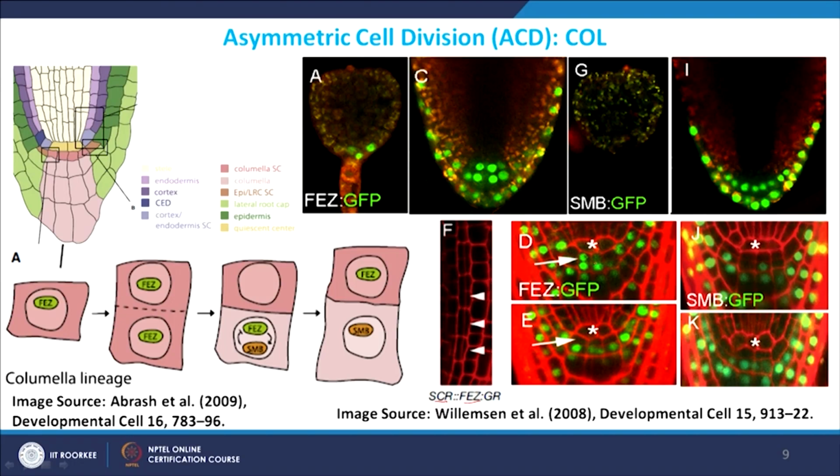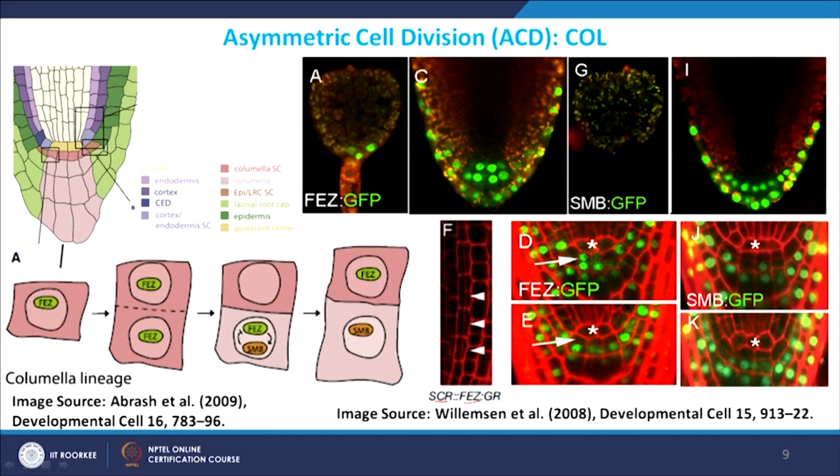But if you look at the expression pattern and their regulatory network, it is very important. So, if you look, FEZ is not expressed in the QC, but it is expressed in the initials, which are columella initials, and when these columella initials undergo cell division, the expression of FEZ remains in the lower cells, but it disappears very quickly from the initials which are close to the QC, and SMB induction starts only in the lower layer, which is the daughter cells of the initials.